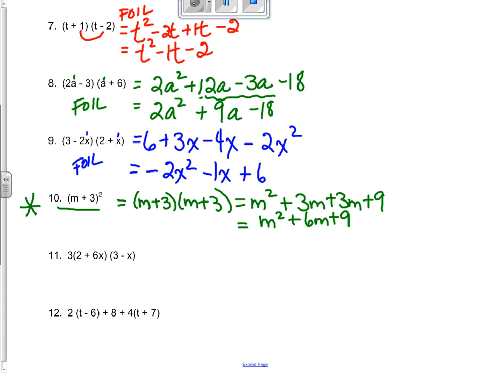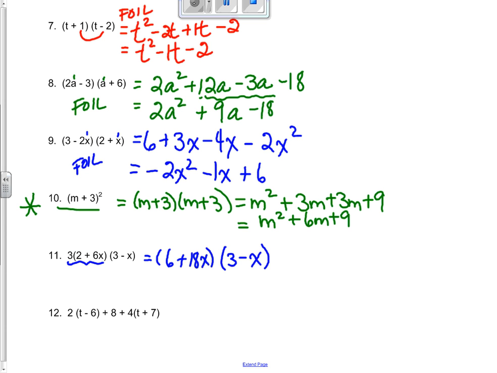The next one, the challenge with that one is that you have 3 things being multiplied together. And I can only multiply 2 things at a time. So it doesn't matter. Order of operations says I can do this first or this first. Doesn't matter. I'm going to start by multiplying 3 times (2 plus 6x). So I will get the bracket 6 plus 18x and rewrite the next bracket as it is.